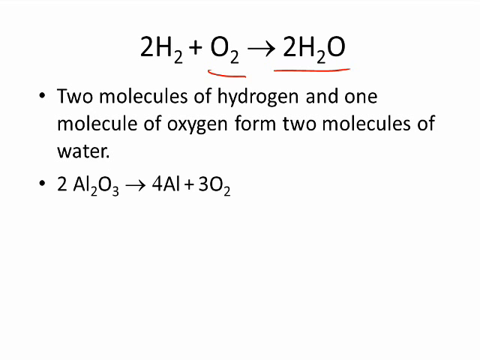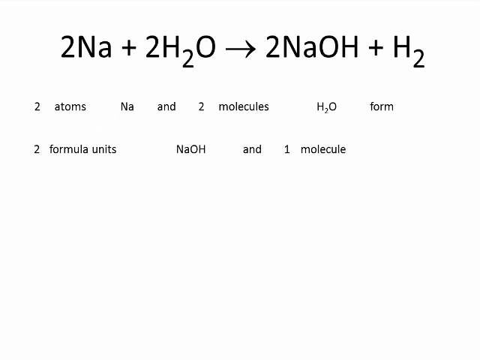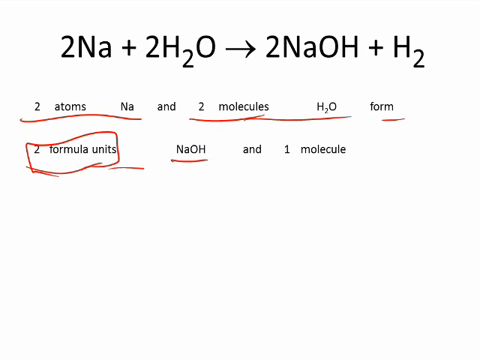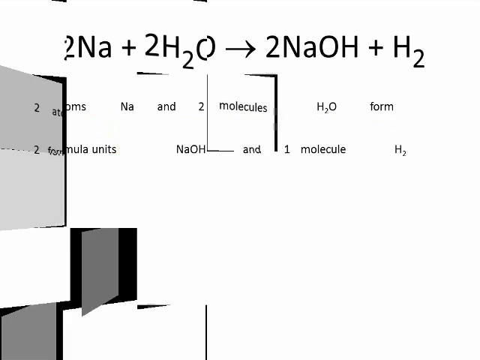Another one here, we have 2 formula units of aluminum oxide that will form 4 atoms of aluminum and 3 molecules of oxygen. Here if we have 2 atoms of sodium, 2 molecules of water form 2 formula units. So remember, formula units are for ionic bonds. NaOH and 1 molecule of hydrogen gas.